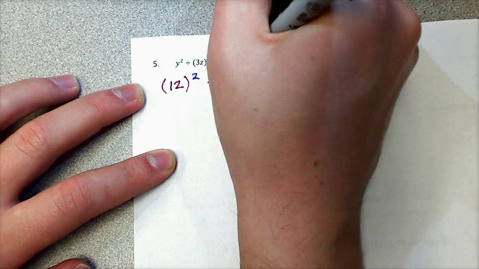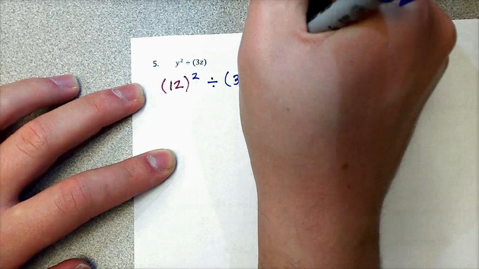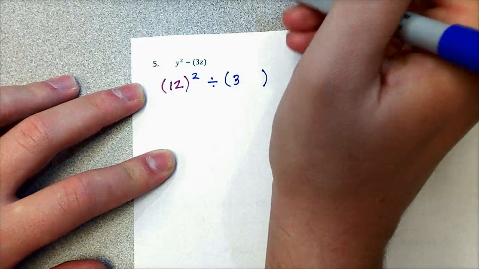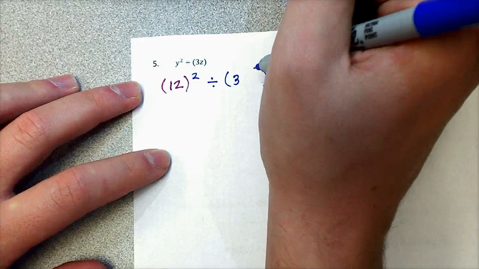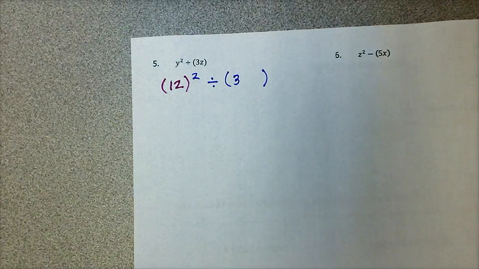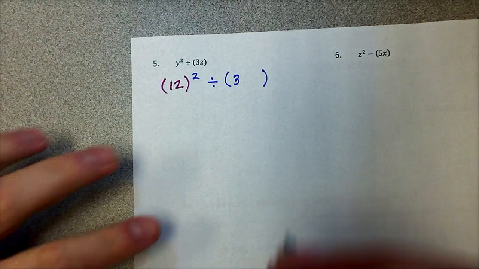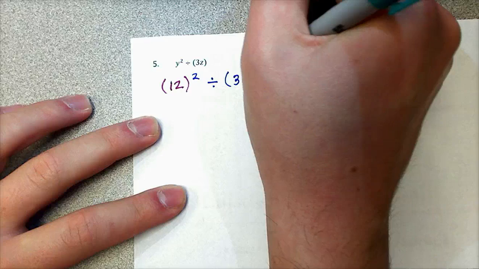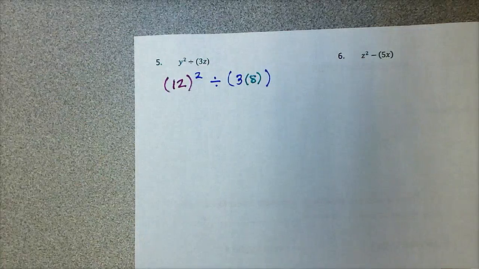divided by 3z was in parentheses, so I need to include parentheses around my 3, and then also next to the 3 I'm going to plug in what z was, and z was 8. So this is 3 times 8. So we've got a double set of parentheses in there.